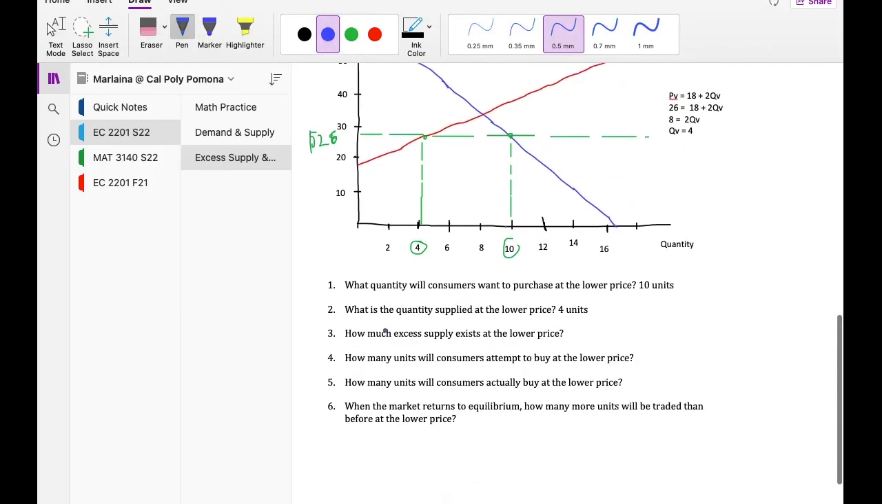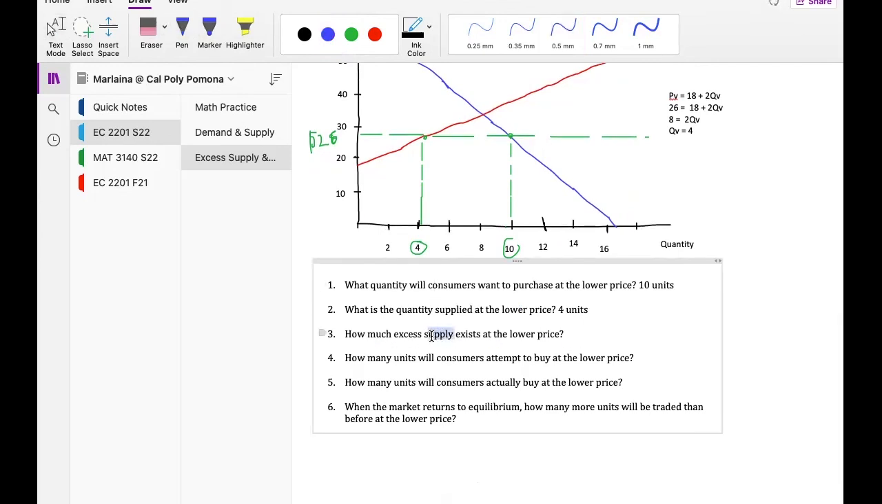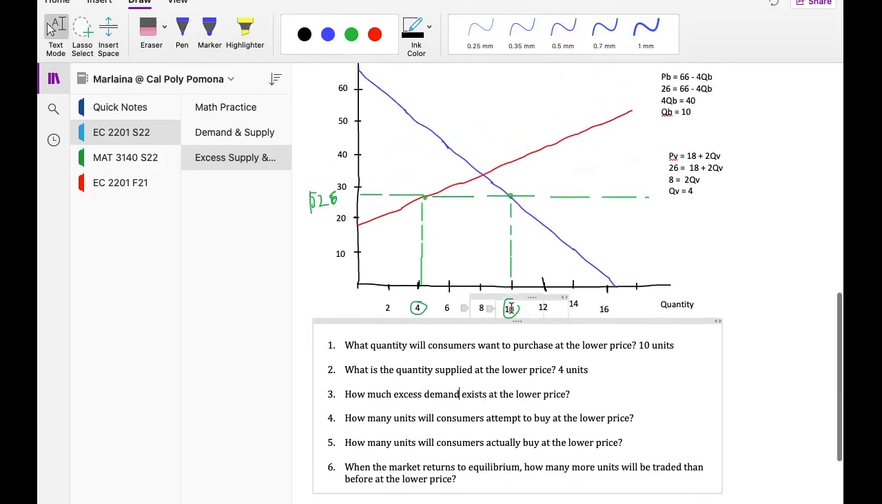Anyway, now let's go on to our next problem. How much excess supply exists at the lower price? This is a typo. It should be how much excess demand exists at the lower price, because we've already seen there's more demand than there is supply.